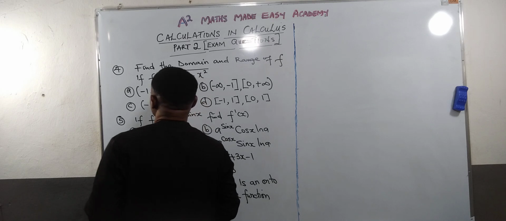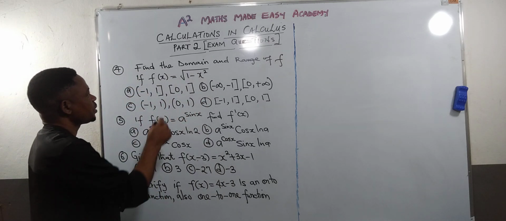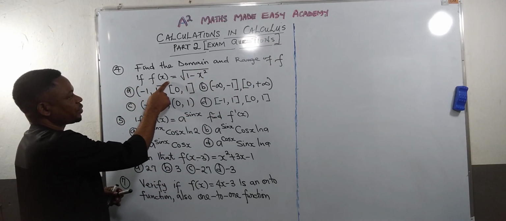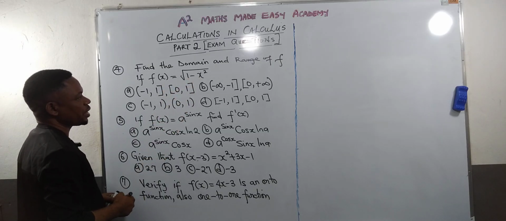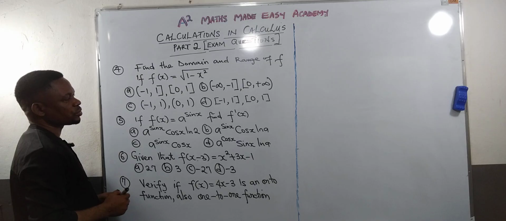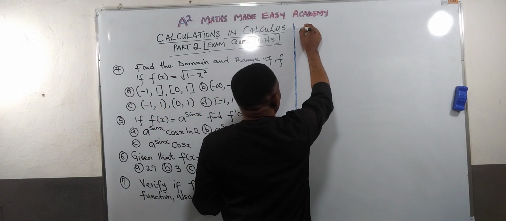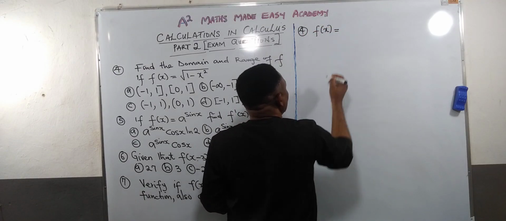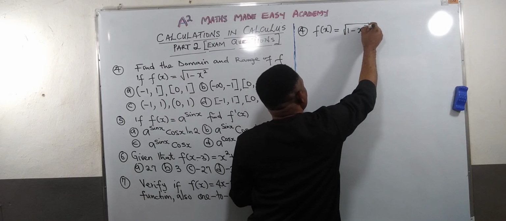Now what does question number 4 talk about? The question says, find the domain and range of f if f of x is equal to the square root of 1 minus x squared. These are the options. Let's work on question number 4. What we're given is f of x is equal to the square root of 1 minus x squared.